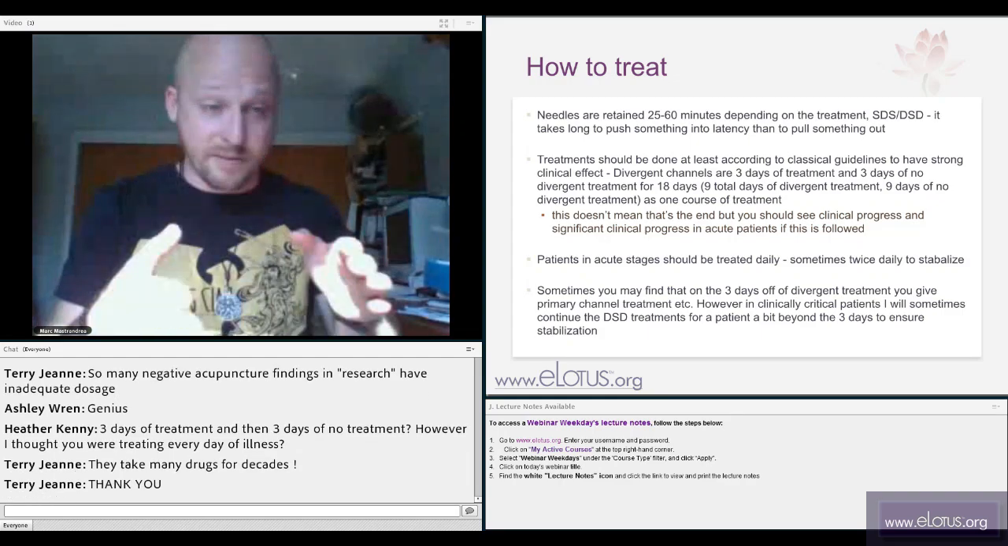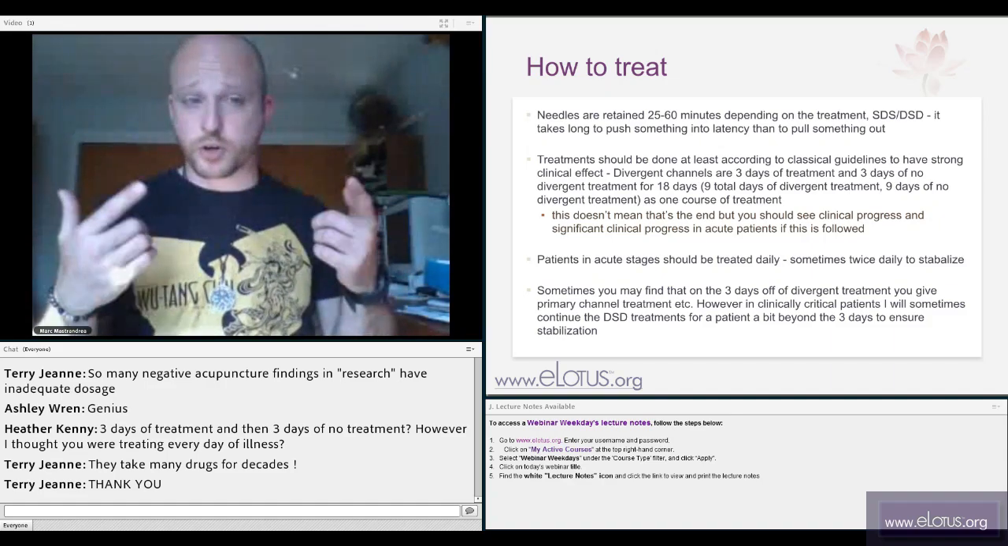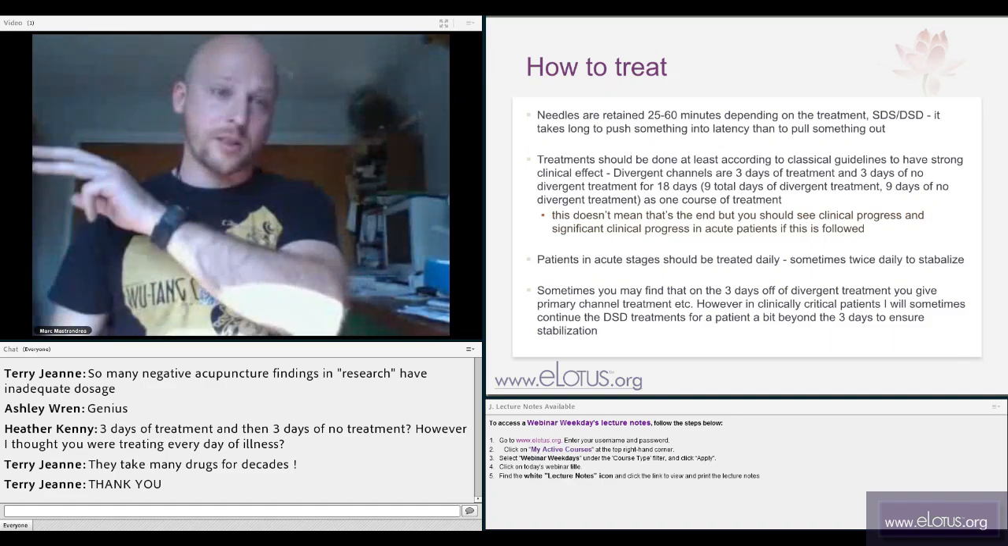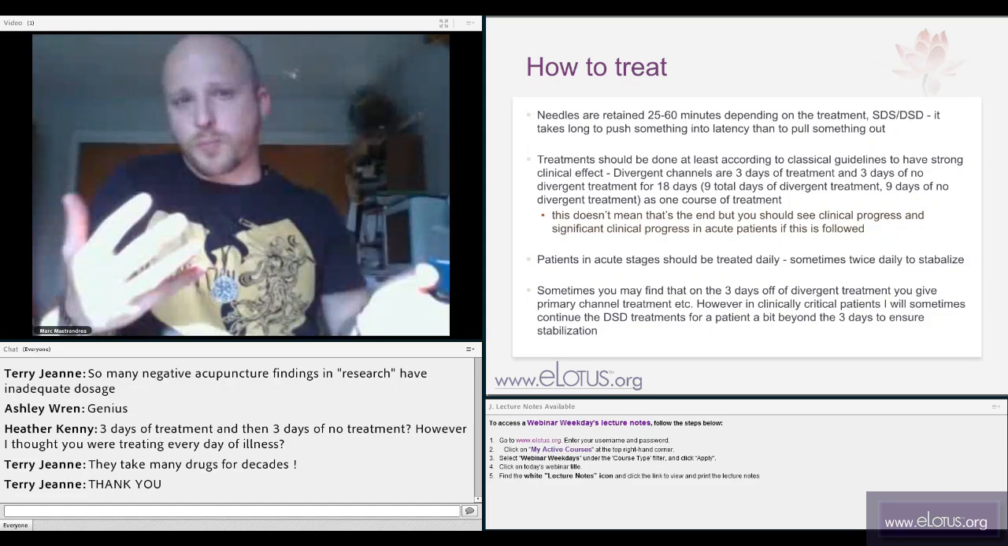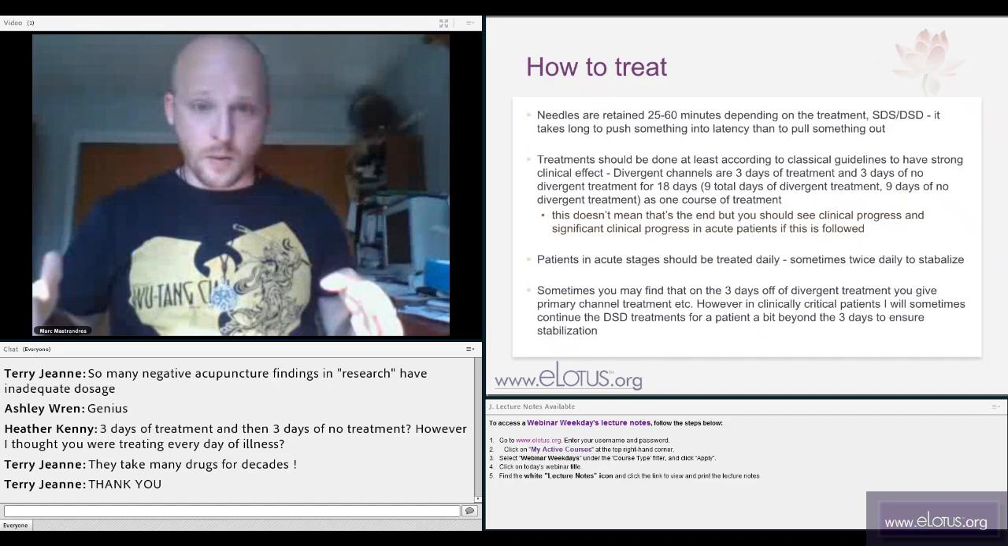Sometimes you find that on 3 days off of the divergence, you can give them another primary treatment. You can give them treatments in between those 3 days. So keep that in mind, that when you're treating them, okay, you're doing 3 days on, 3 days off, 3 days on, 3 days off. You can treat them with primaries on those other 3 days, and then you can go back to primaries after that.